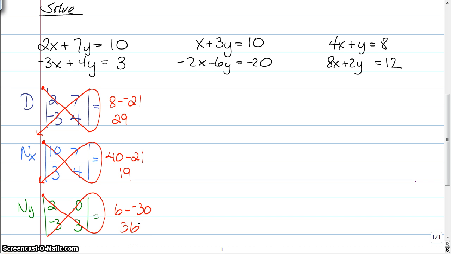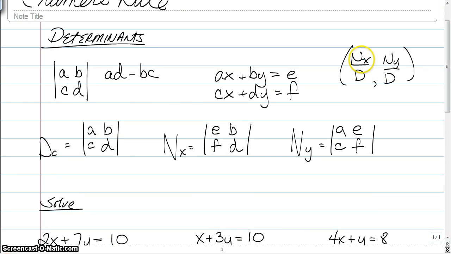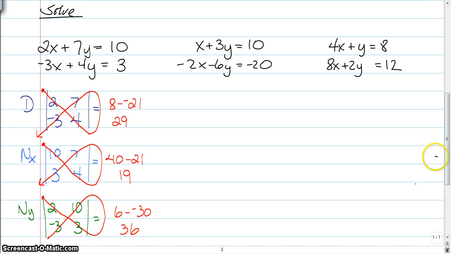Now, our final answer to this system is, all we have to do is write our answer like this. The numerator of x over the denominator, comma, the numerator of y over the denominator. And so we go back over here, and x is 19. So our answer is 19 over d, 29, comma, and y, which is 36, over d, which is 29. That is the solution to our system.